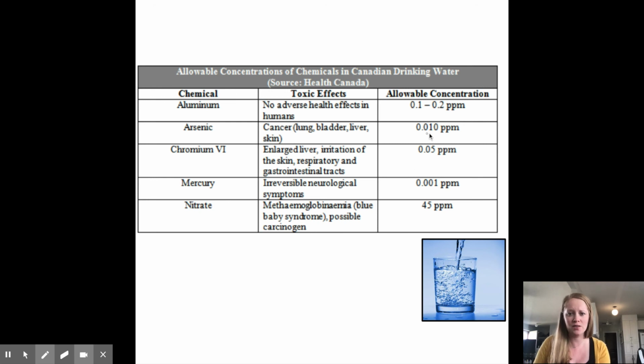But as you keep going, we know arsenic is not a great thing. Arsenic can cause cancer. Notice it is a very small concentration that is allowed within our water. And mercury is another one. 0.001 parts per million is allowed in our water because it can cause some brain problems. It is very poisonous to us. So that one is constantly monitored.